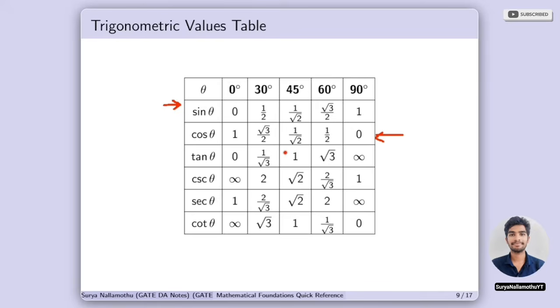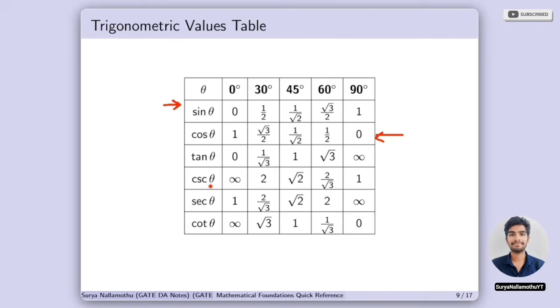Next is tan theta. For tan theta we know it is sin theta by cos theta. So 0 by 1 is 0. 1 by 2 divided by root 3 by 2 becomes 1 by root 3. 1 by root 2 divided by 1 by root 2 becomes 1. Root 3 by 2 divided by 1 by 2 becomes root 3. For 90, sin theta by cos theta is 1 by 0, which is nothing but infinity.